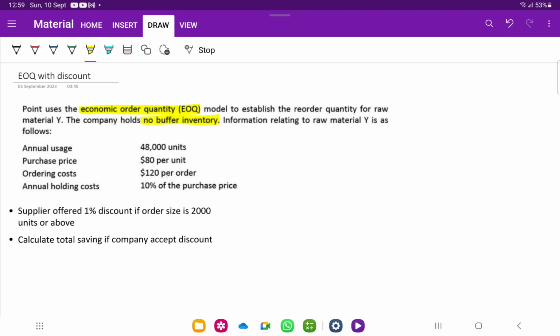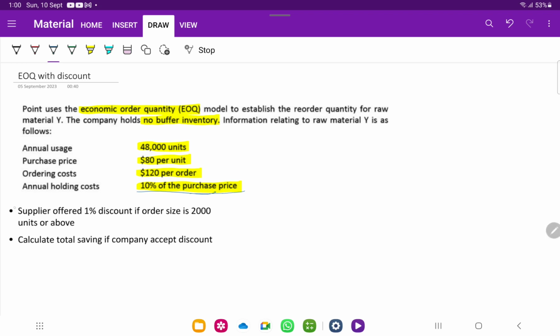Information relating to raw material Y is as follows. Annual consumption is given here, purchase price is given here, ordering cost is given here, holding cost says 10% of the purchase price. Now this is a bit different. I don't think that we discussed this in our classes, but maybe I'm not sure. So this represents that your holding cost is dependent on purchase price. If you have a high purchase price, holding cost will be high. If you have a lower purchase price, holding cost will be low. This typically represents the interest cost. We will discuss it later.